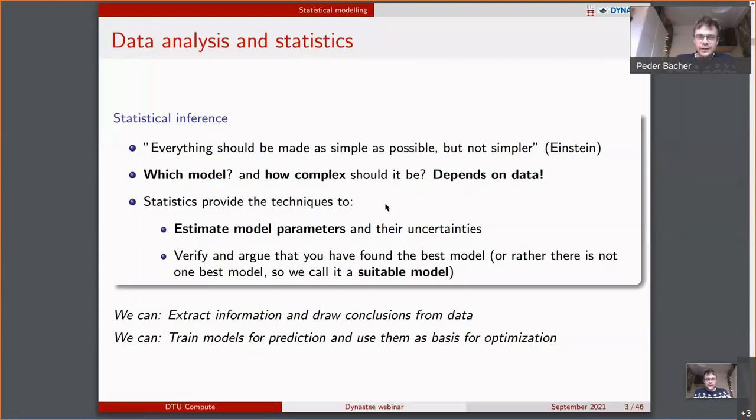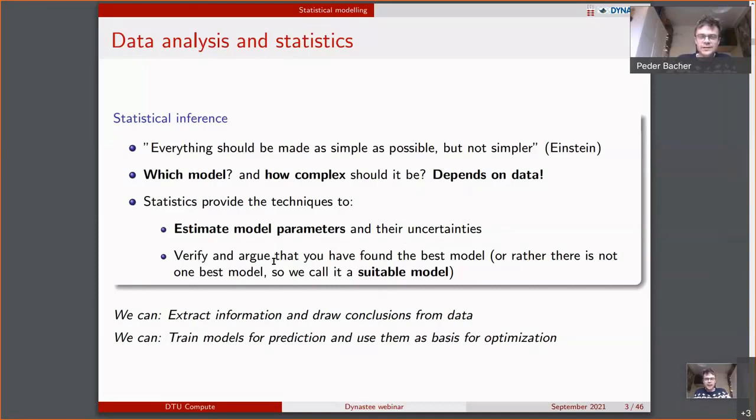With the statistical techniques we have, we can estimate model parameters and we can estimate their uncertainties. That's what we already know: we can estimate some parameters based on the data. And of course, in statistics we have the privilege of also knowing how accurately we know these parameters.